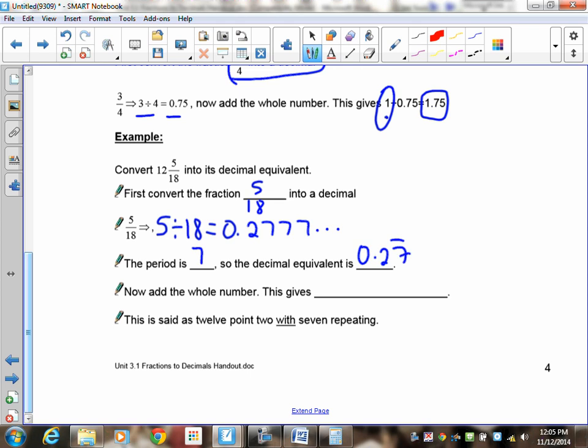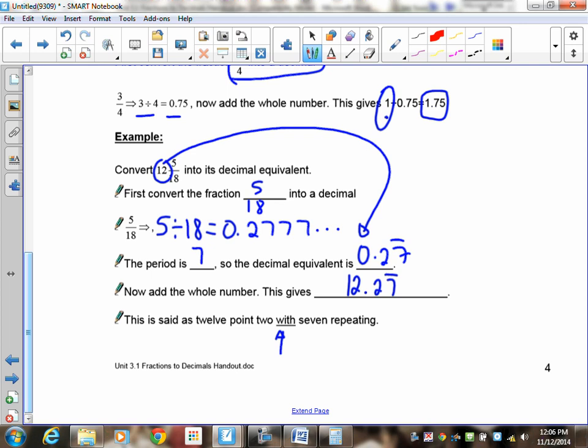Right? Now don't forget we have a whole number there. That whole number is a 12. This 12 has to come back and take its place in front of the decimal. So you end up with 12.27, where the 7 is the repeating. Now, how is this stated? Well, we have to make sure that we only have the 7 repeating. So we have to add a word in here between the 2 and the 7. And that word is the word with. This is said as 12.2 with 7 repeating.